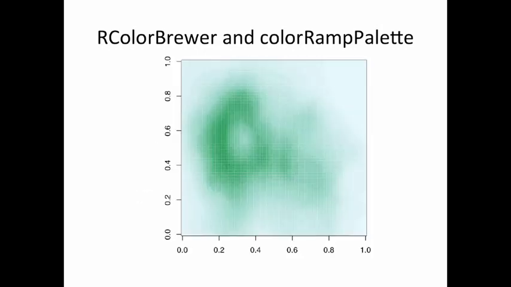So the resulting image looks something like this. And you can see that as it gets higher, the colors get darker and more green. And at the lower elevations, the colors are lighter and more blue.